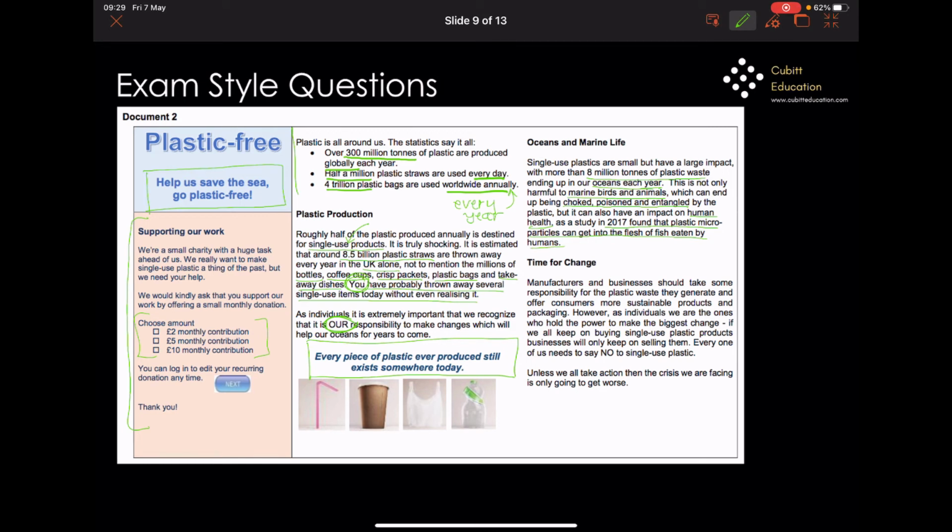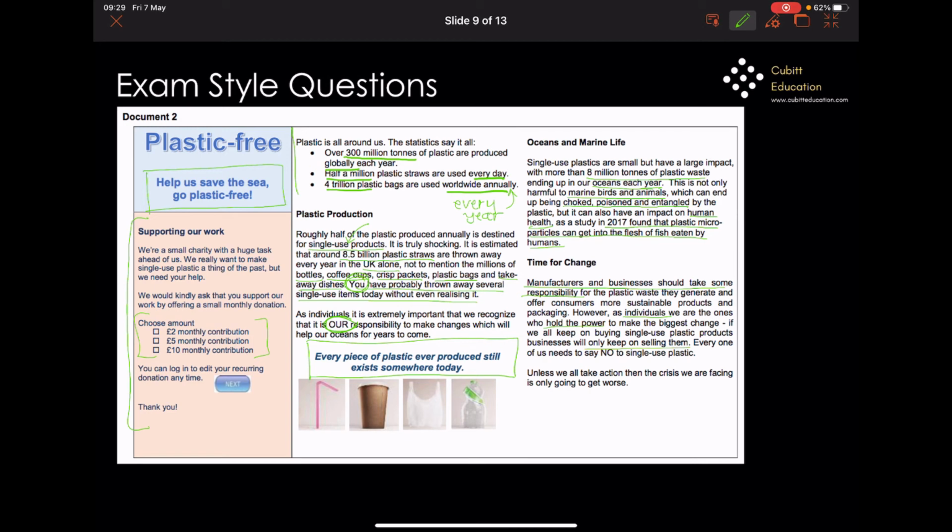So it's time for change. Manufacturers and businesses should take some responsibility for the plastic waste they generate and offer consumers more sustainable products and packaging. However, as individuals, we are the ones who hold the power to make the biggest change. If we all keep on buying single-use plastic products, businesses will only keep on selling them.